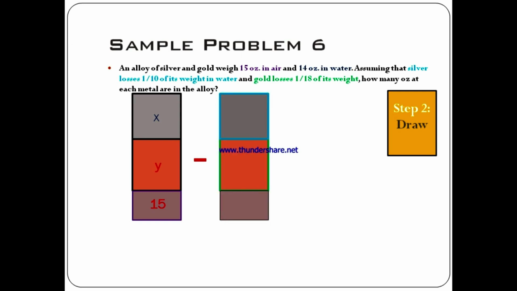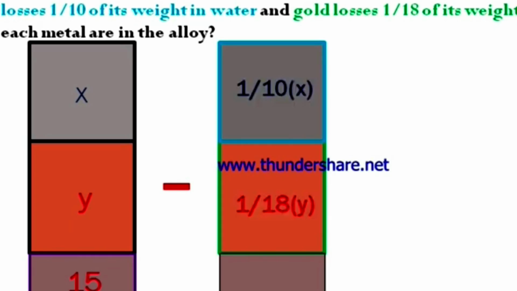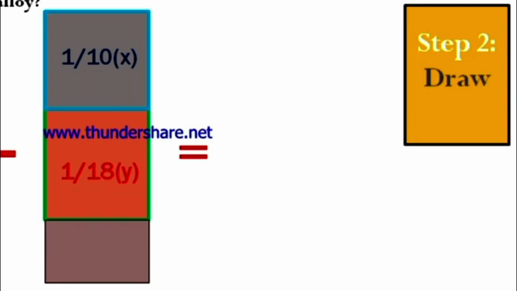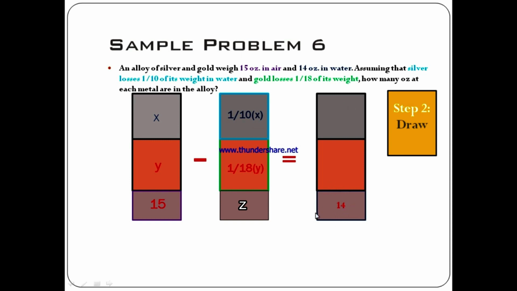For silver, 1/10 of its original weight. So 1/10. Then for gold, it's 1/18. X there is for silver, Y there is for gold. And the volume or the mass, in this case, is not given, so we put a variable there, Z. The third mixture would be the alloy in water, right? And there's 14 ounces. The total weight of the alloy is 14 ounces when it is underwater.